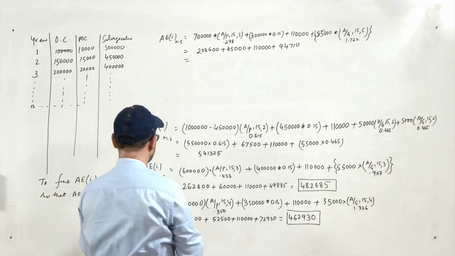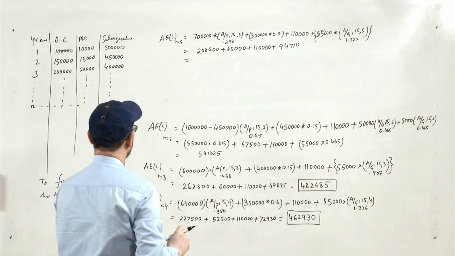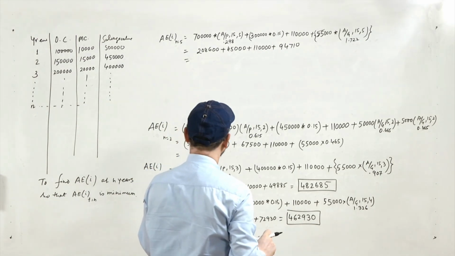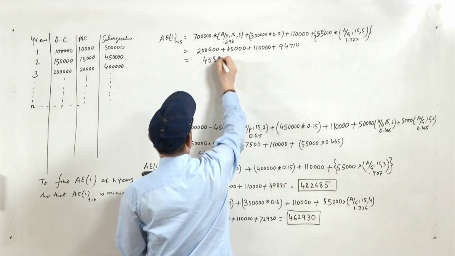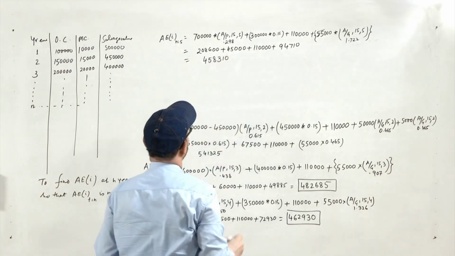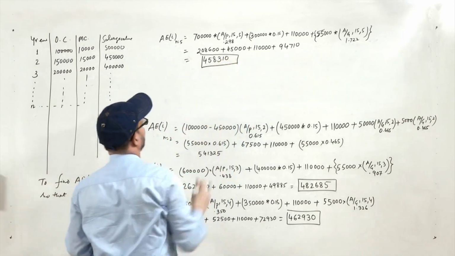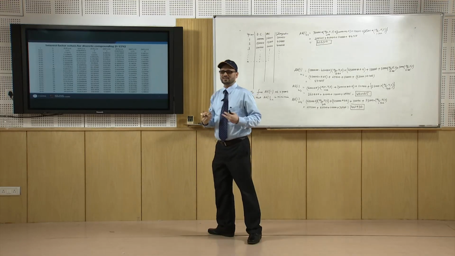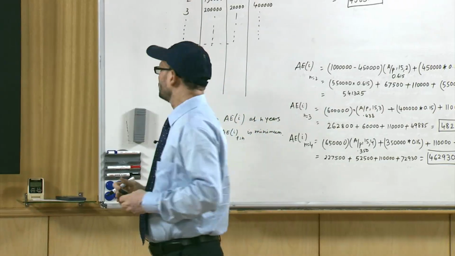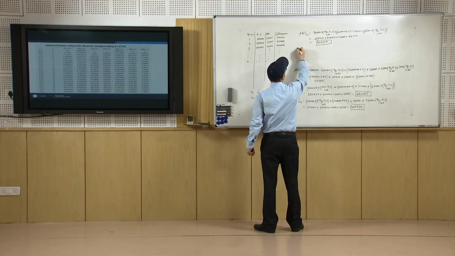This will be equal to 458,310. So, still it has further decreased. So, even if you use it for 5 years, it is still economical. So, let us again try for n equal to 6 years.